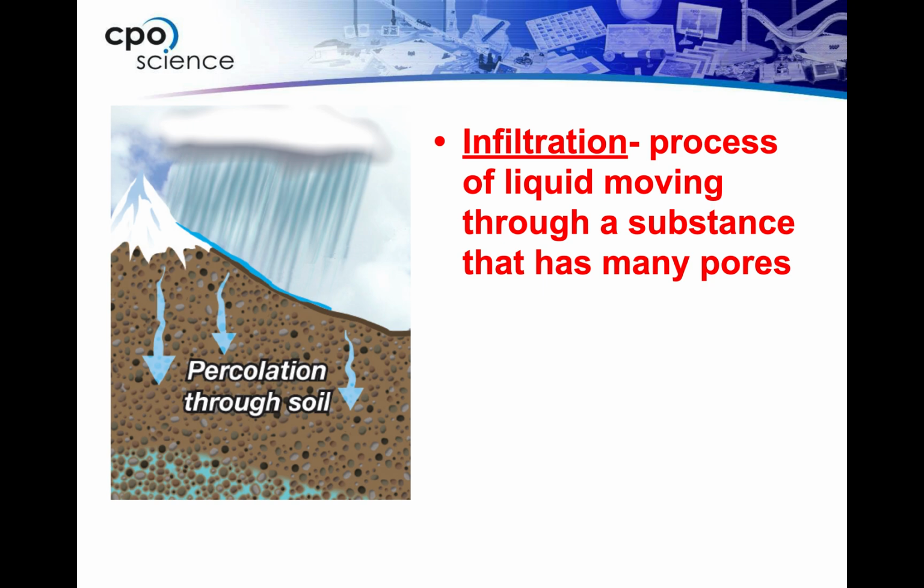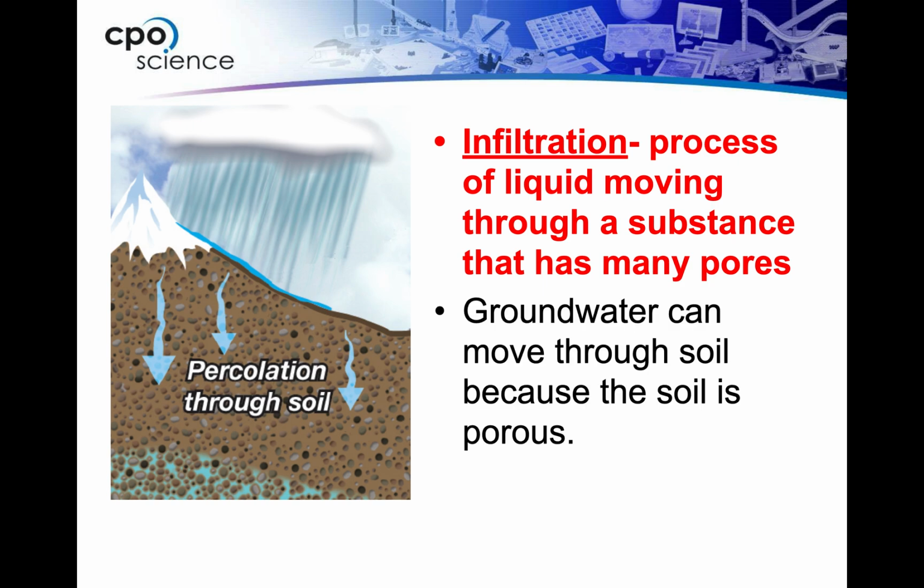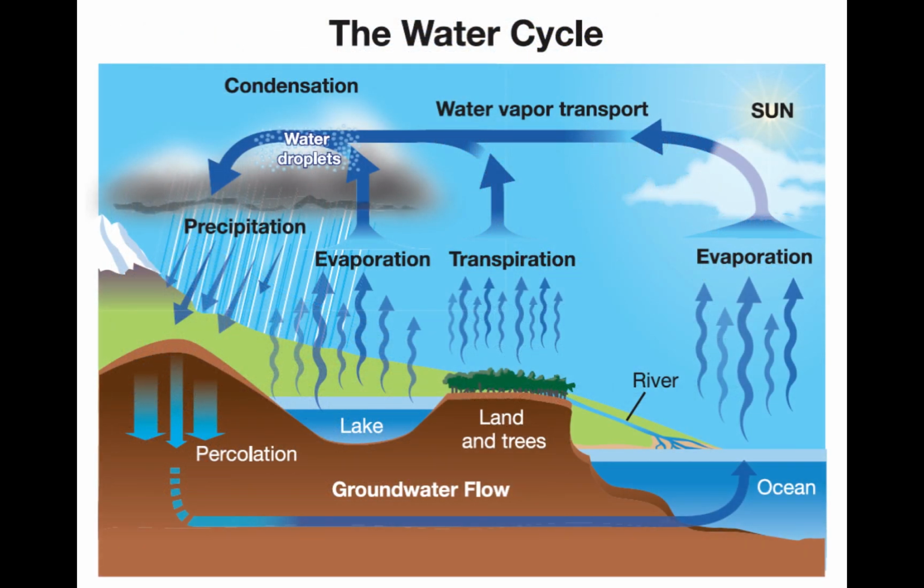So when water falls to the ground, it doesn't necessarily always sit in a puddle. It doesn't necessarily always go to a lake. It'll soak into the ground as well. So groundwater can move through soil because the soil is porous. So don't think of when you get down below the dirt that it's all rock. In some areas that is the case, but that is also not the case in all areas. So all of these are parts of the water cycle. Every one of them are happening all the time.